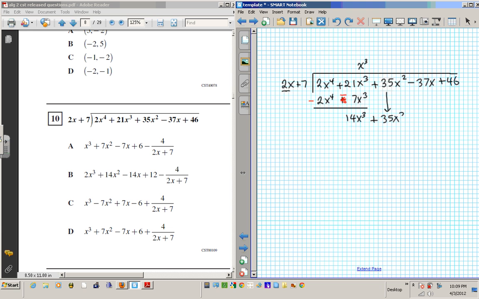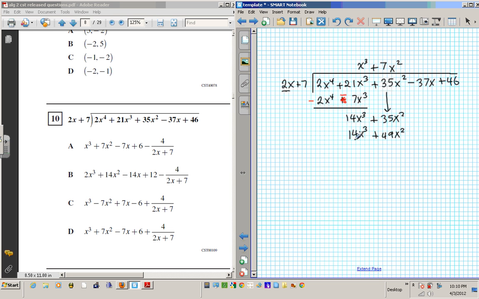We're going to do the same process again. I'm going to ask myself, 2x times what gives me 14x to the third? I know 2 times 7 gives me 14. X times what gives me x to the third? X times x squared, okay? Now I'm going to distribute 7x squared to both of these, this to this and this to that. So that's going to give me 14x to the third, 7 times 7 is 49, plus 49x squared.